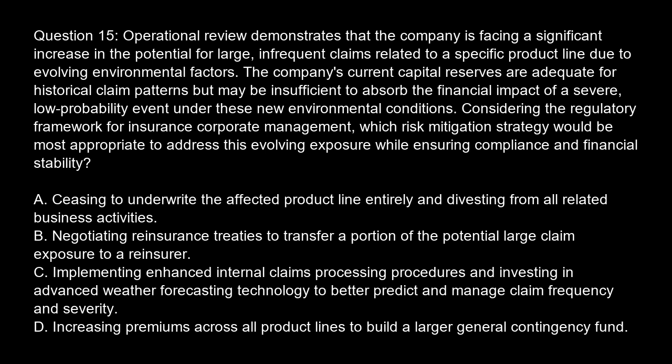Option A. Ceasing to underwrite the affected product line entirely and divesting from all related business activities. Option B. Negotiating reinsurance treaties to transfer a portion of the potential large claim exposure to a reinsurer. Option C. Implementing enhanced internal claims processing procedures and investing in advanced weather forecasting technology to better predict and manage claim frequency and severity. Option D. Increasing premiums across all product lines to build a larger general contingency fund.